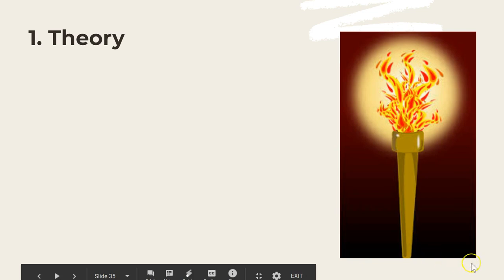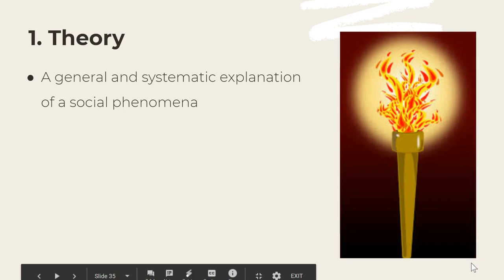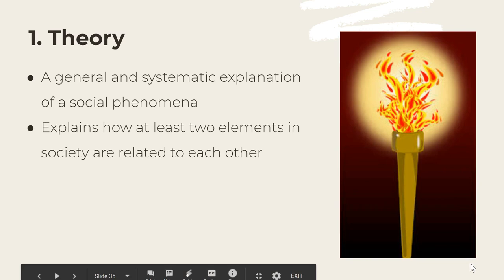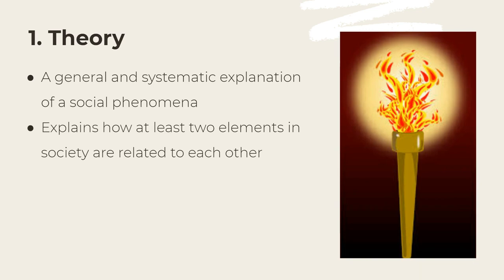Theory is seen as a general and systematic explanation of a social phenomena. To be more specific, it is a scientific explanation of the relationship between at least two elements, how they relate to each other, and these two elements in scientific studies are called dependent and independent variables. So again, theory is trying to explain the relationship between at least two elements, two variables, and how they're related to each other.